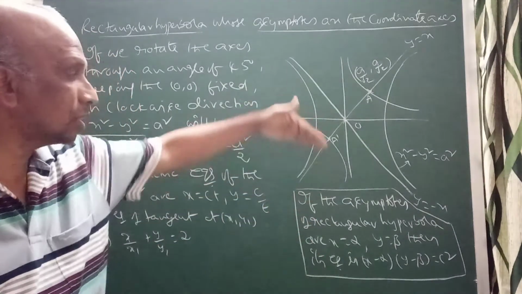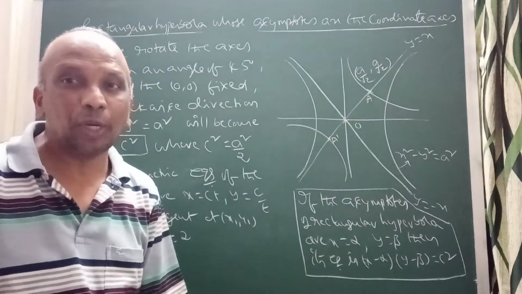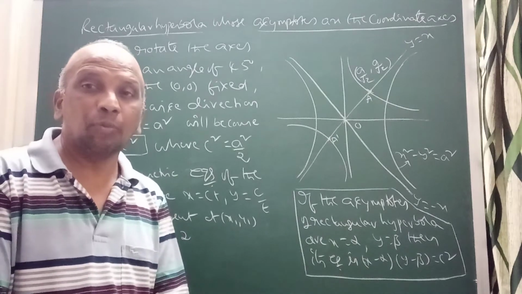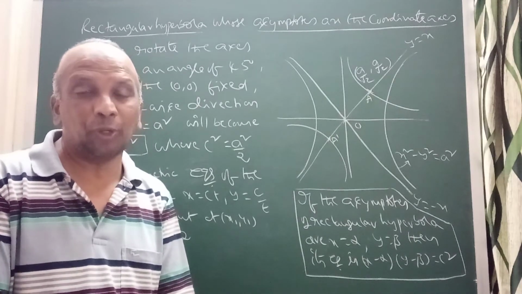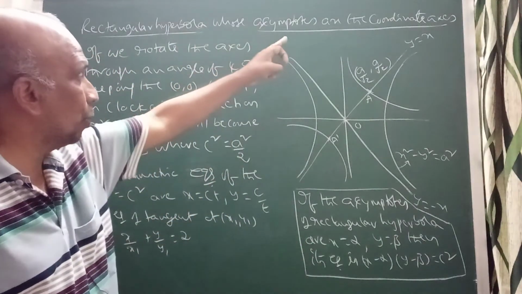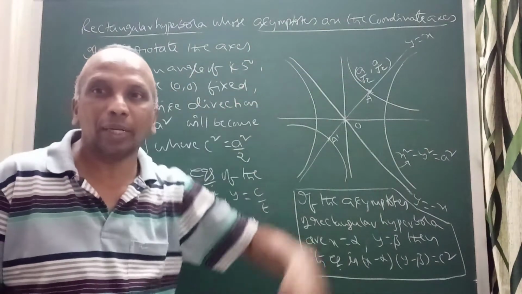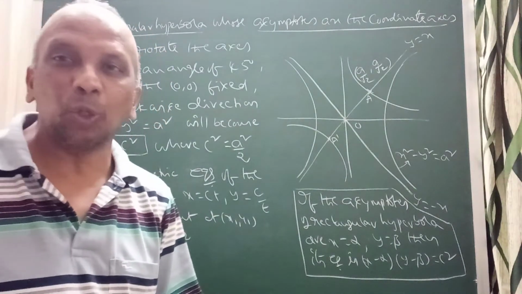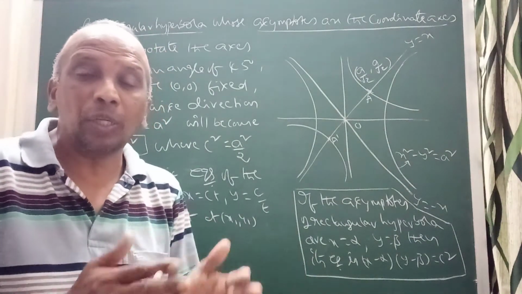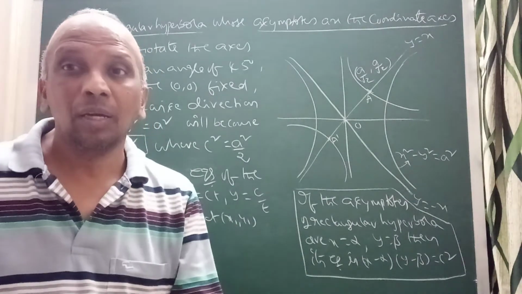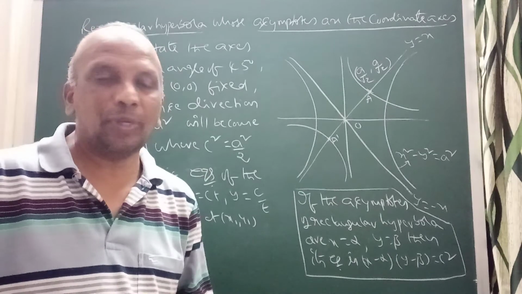Why? Because the equations of the axes are x equal to 0, y equal to 0. So the equation of the asymptotes will be xy equal to 0 after you rotate 45 degrees. I am talking about a rectangular hyperbola whose asymptotes are the coordinate axes. Replace 0 with k: xy is equal to a constant. Xy equal to constant is the equation of the rectangular hyperbola whose asymptotes are the coordinate axes. Xy is equal to k.